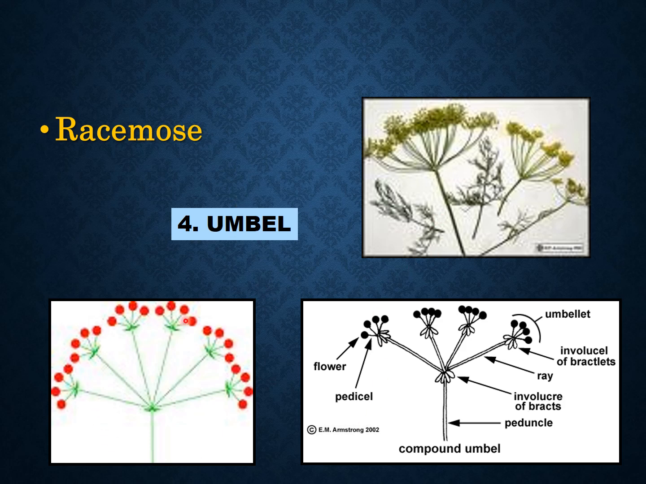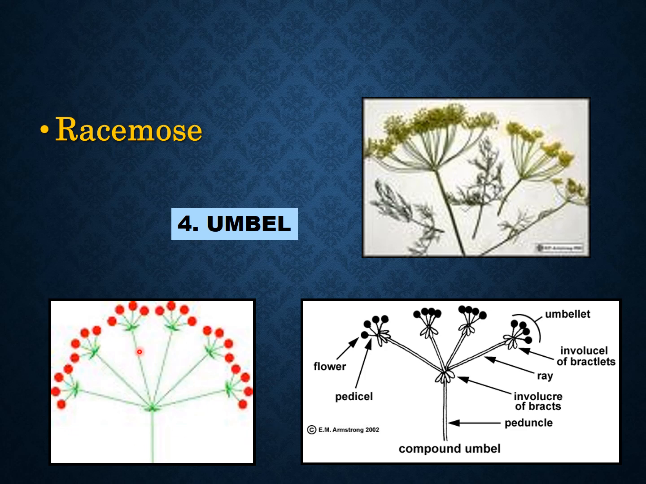Umbel inflorescence. This is the characteristic feature of the Umbelliferae family. The central axis is very much reduced and all flowers appear to be arising from the same point, and the flowers are generally pedicellate but could also be sessile. Both conditions, pedicellate and sessile, can be present in umbel inflorescence. Younger flowers occupy the central position, and as I described, this is the characteristic feature of the Umbelliferae family.